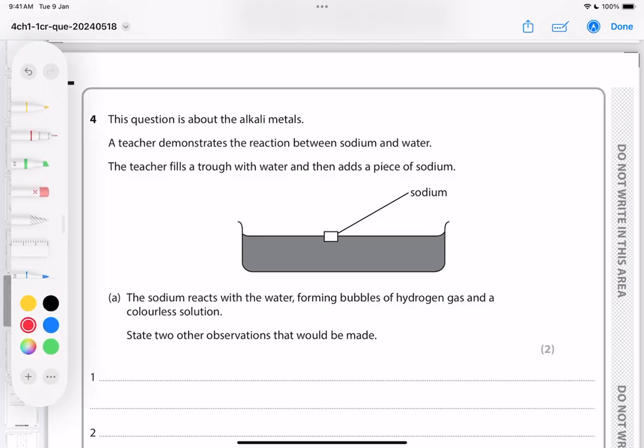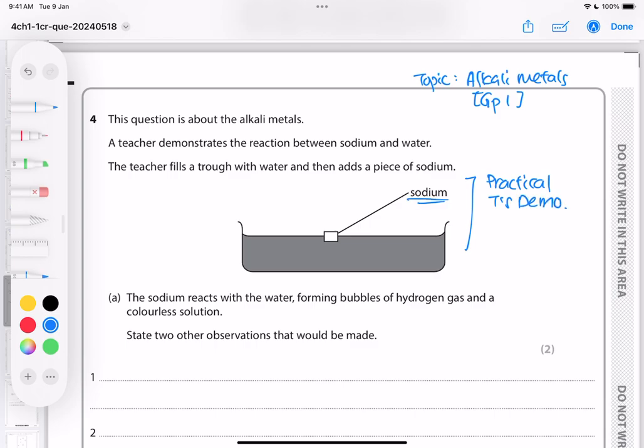Alright, so this question is going to be on the alkali metals. So this is the group 1 metals. This is a typical reaction, a typical practical that you would have seen or tried out, or most of the time it is a teacher's demonstration. Your teacher will probably just let you cut the sodium, but she or he would actually be the one who puts that metal into water.